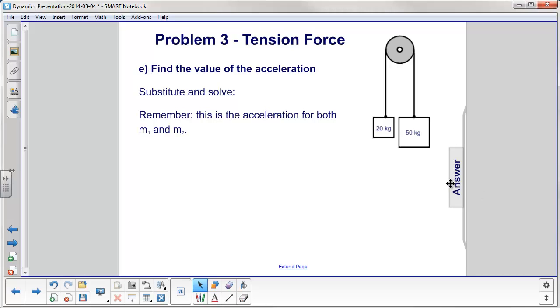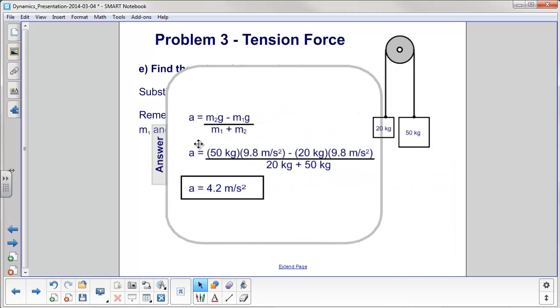So let's pull out the answer box. Here's the equation we had on the previous page. We substitute the values in for m2, for g, and for m1. Do a little math, and we come up with the acceleration of the system is 4.2 meters per second squared. And remember, the 50 kilogram weight is going down with that acceleration, and the 20 kilogram weight is going up with that exact same acceleration.